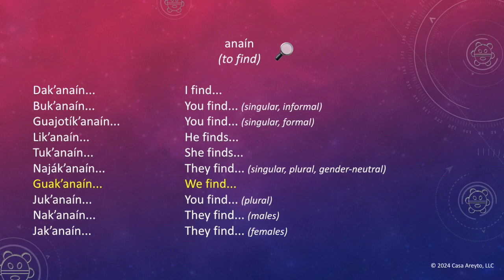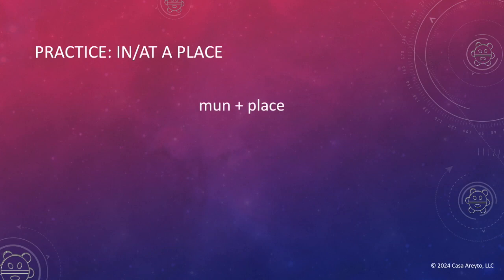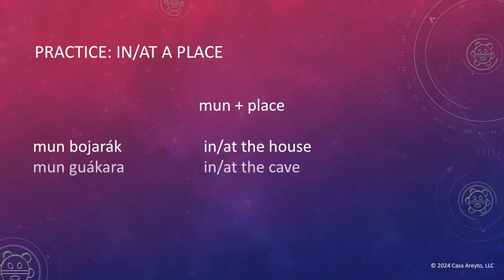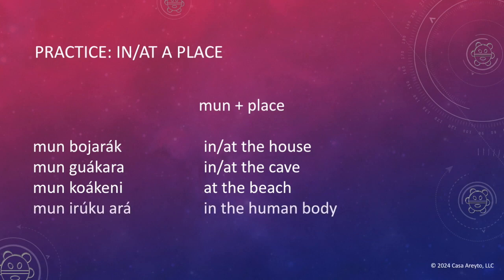Now, you'll also need to know how to create phrases with mun. You use mun when you want to say that you are in or at a place. So, for example, mun boharak, in or at the house. Mun guak'ara, in or at the cave. Mun guak'ani, at the beach. Mun iruku ara, in the human body. Now we reviewed these phrases with mun because they're going to be one of the answers to the questions. So keep these phrases in mind as we review the question.